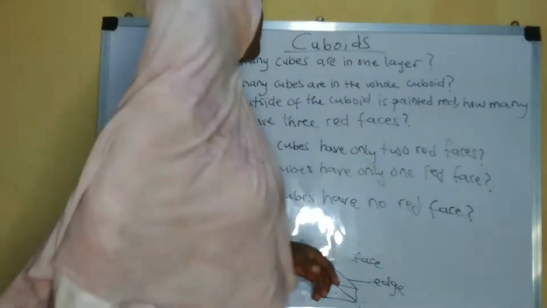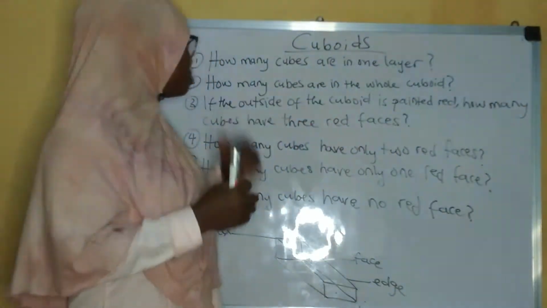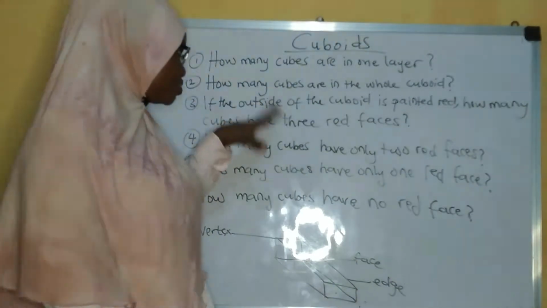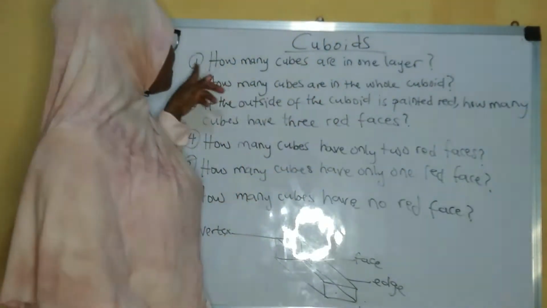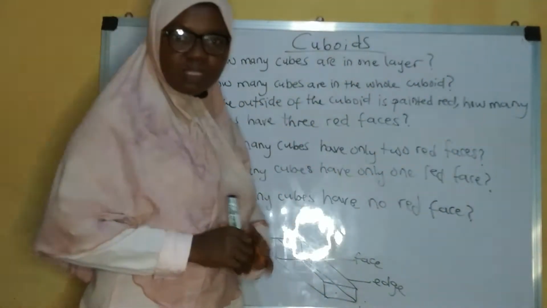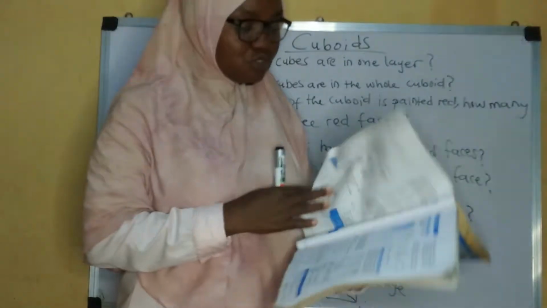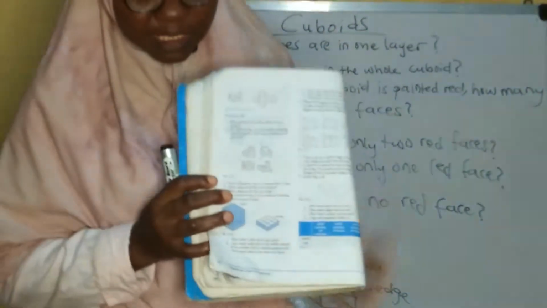All right, thank you. Now I'm going to give you a particular picture of a cuboid, and then you are going to treat this question along with me. The first question is this: how many cubes are in one layer? Let me show you what the pictures look like so that you understand what I'm saying. I'm going to be holding this book throughout because I really do not want to draw them. Now look at this cuboid very well. This cuboid is made up of layers of cuboid.